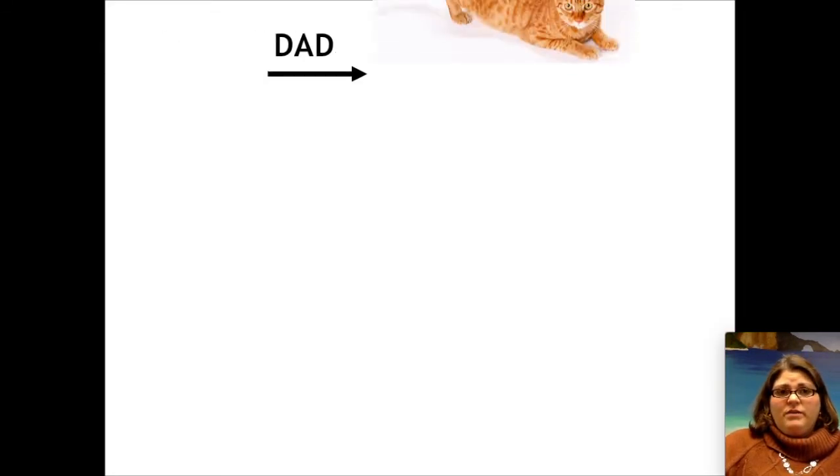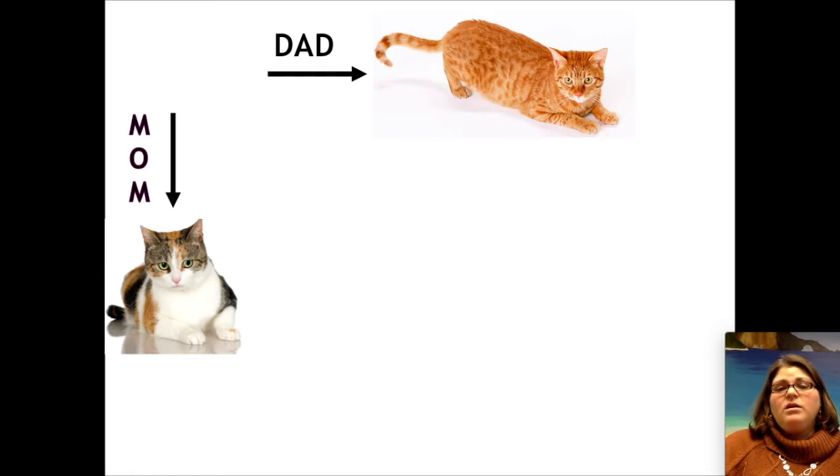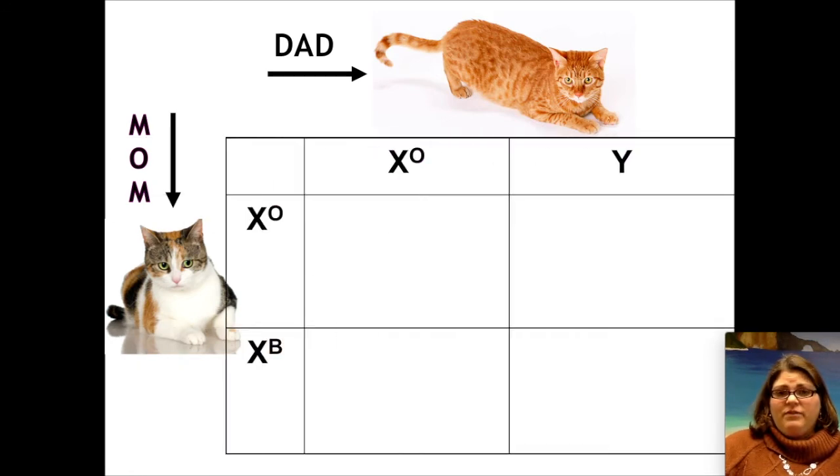So if we look here, we've got a dad. He's a pretty cute orange tabby. And we've got a mom. She's a gray calico. When we look at the possibilities for their genotypes, dad has to have an orange allele on his X and nothing on his Y. The mom cat is calico, so she's got an orange allele and a blue allele.